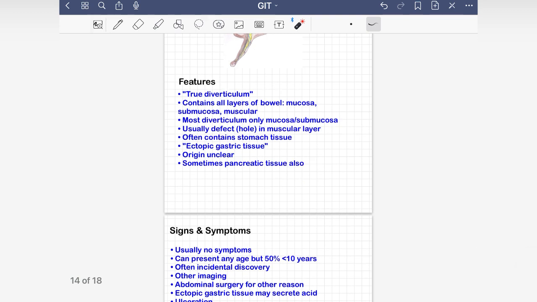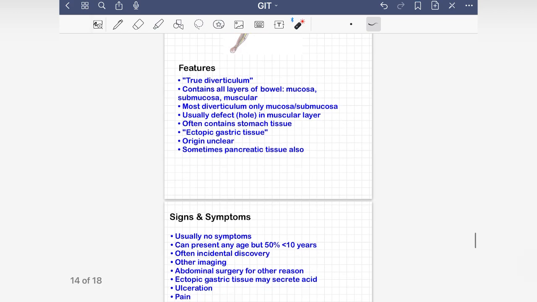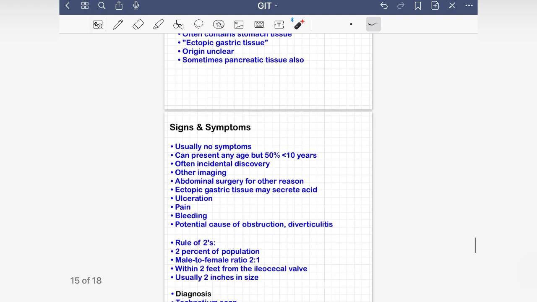To understand this, imagine that you have a mucosa and then a submucosa and then finally a muscular layer of intestinal wall. Most diverticulum result from a hole in the muscular layer. When this hole occurs, these two layers herniate out through the hole, causing a diverticulum. This diverticulum only contains two layers of the wall, the mucosa and the submucosa. It does not contain the three. This is also called a false diverticulum.